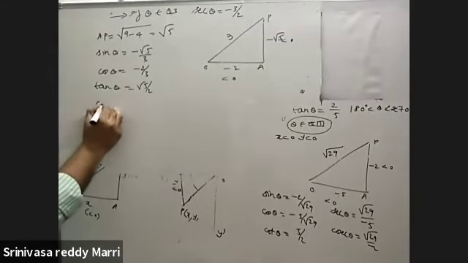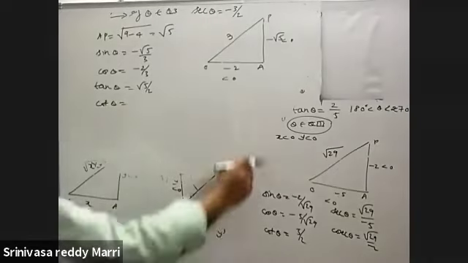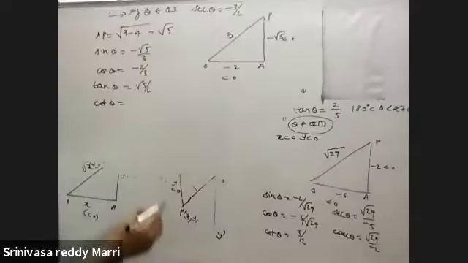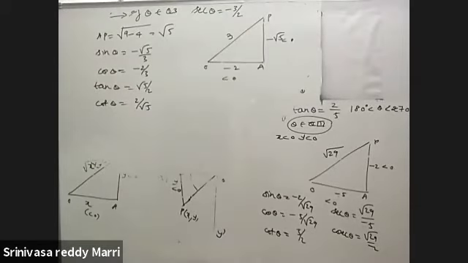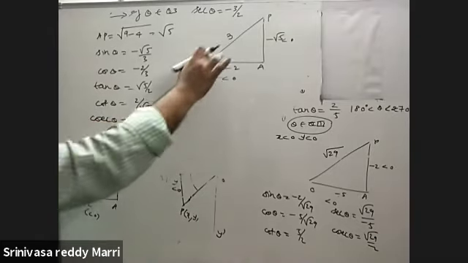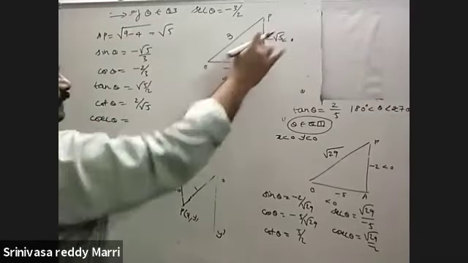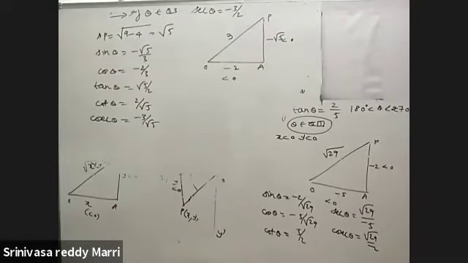So therefore, cot theta. Cot theta is nothing but -2 divided by minus root 5, which is 2 divided by root 5. Cosecant theta is nothing but 3 divided by opposite side. Like that, in the quadrant 3 scenario.